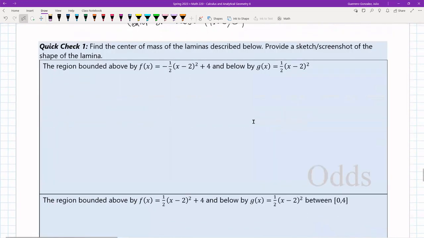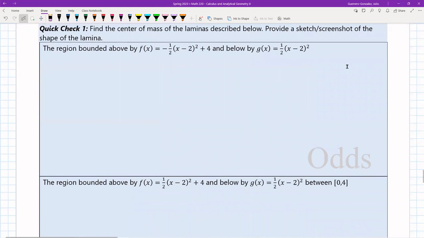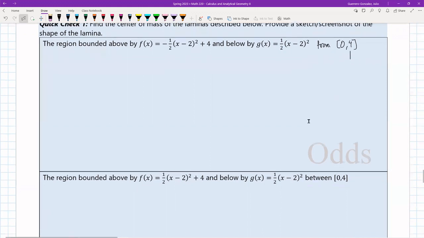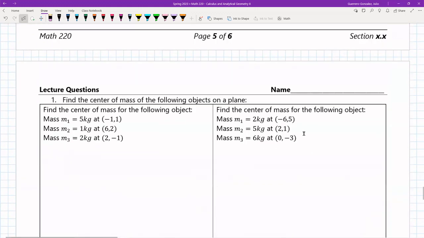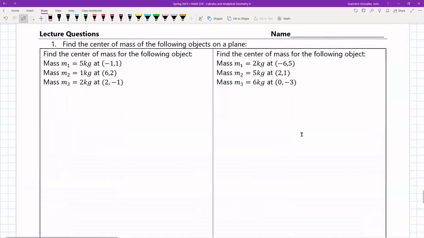What comes up next is one more quick check. There's going to be two shapes here. They look similar, but they're not. And I forgot to put, I think this one's from 0 to 4. The shapes look like they're similar, but they're not. Graph them and you'll see what I'm talking about. And I believe that is it. I think the next part are lecture questions.